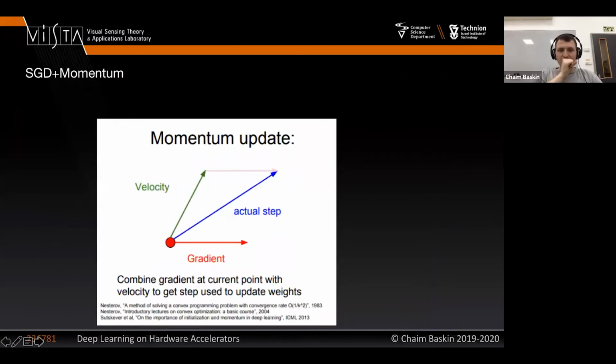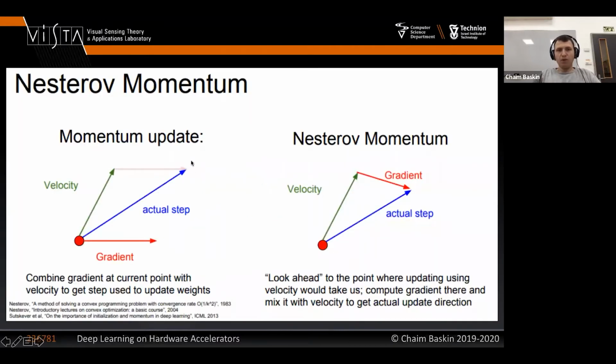Okay, so velocity, as we defined it, is combining the gradient at the current point with the velocity to get the step used to update weights. So it helps us to find the actual step. The gradient and the velocity together combine to get the actual steps that we should take. That is how the momentum update works.